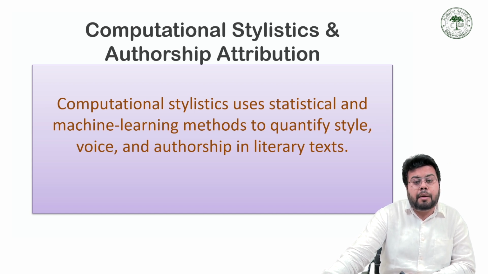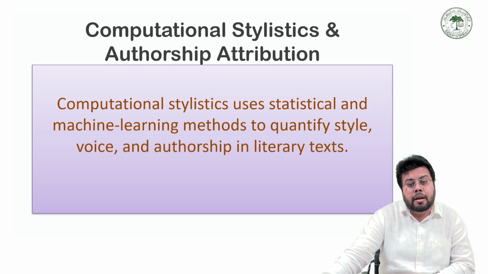It's a major application of computational stylistics. Using stylistic models, statistical models, and machine learning techniques, researchers compare an anonymous or disputed text with the texts of known authors to identify the most probable writer. For example, one famous authorship attribution study examined the Federalist Papers to determine whether disputed essays were written by Alexander Hamilton or James Madison. Statistical analysis of word usage strongly supported Madison's authorship for several disputed essays.